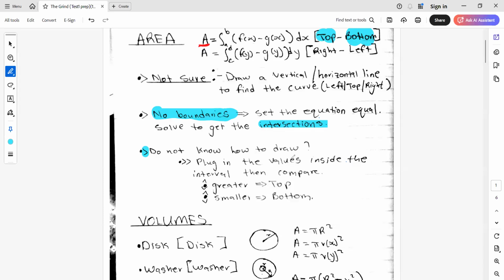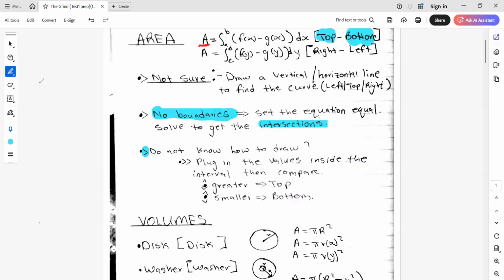So if you don't know how to draw the curve, because some of the time they're gonna give you complex curves, but not always. Okay. So the first thing that you have to do is to plug in the values that are inside the bound. And then after that, you will have to compare. Right, how do you do that? I'm just going to do a quick example right here.